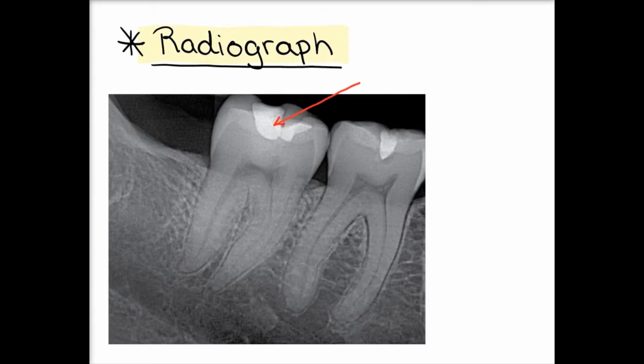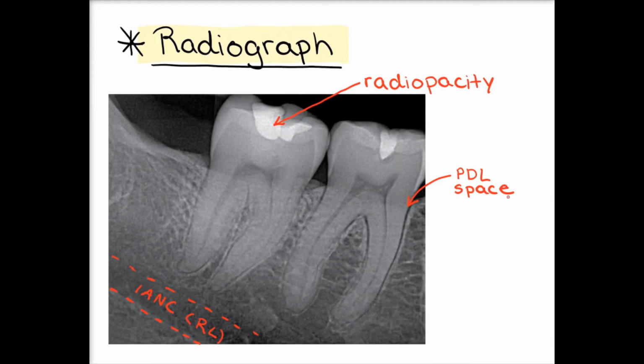A light spot on the film, like this one, is known as a radiopacity. This arrow is pointing to a restorative material, likely amalgam. A darker area on the film, like the inferior alveolar nerve canal, is known as a radiolucency. A key radiolucent area that you need to know about is the PDL space, which holds the periodontal ligament and surrounds the entire root surface. The radio-opaque band that outlines the PDL space is called the lamina dura, and it's compact bone that surrounds the tooth socket.